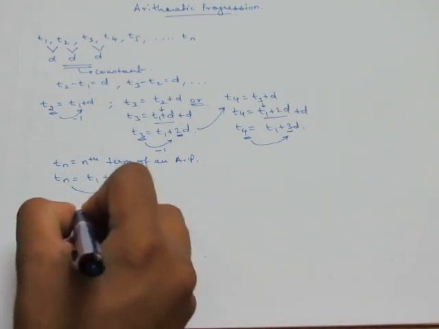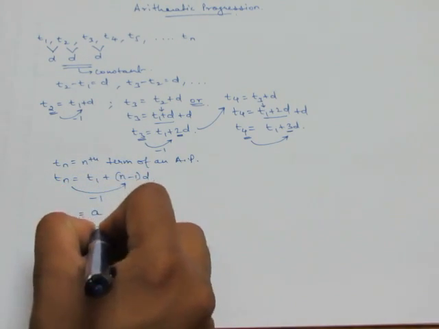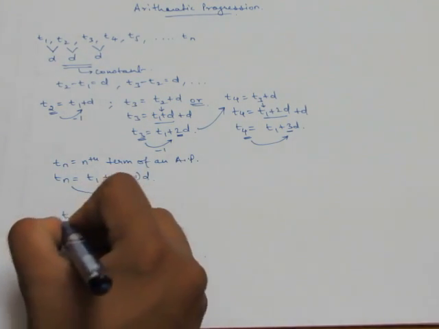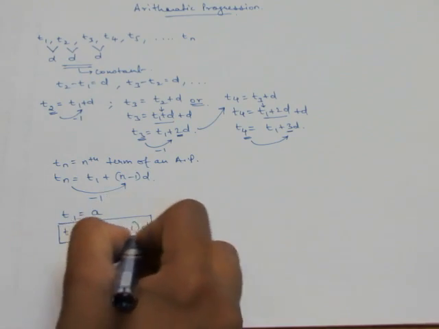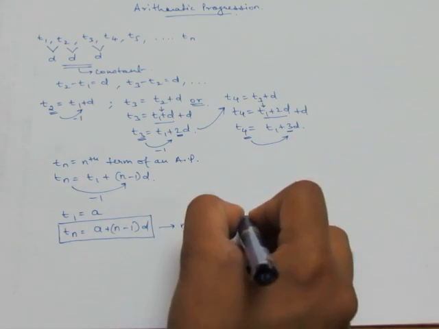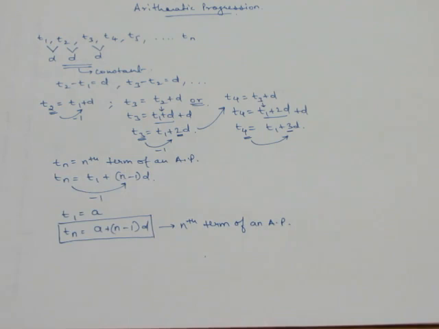If I take T1 as A, I get the formula Tn as A plus n minus 1 D, which is the formula for finding the nth term of an AP. This much is clear. We are finding the nth term of an AP. Let's take up some examples.